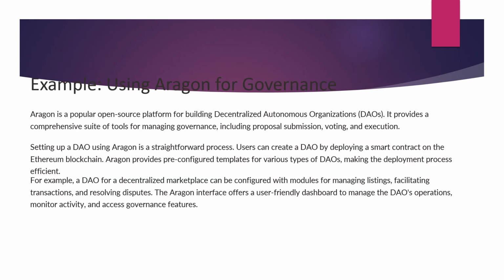Aragon is a popular platform for building DAOs, offering a user-friendly interface for managing governance. Setting up a DAO with Aragon involves deploying a smart contract on the Ethereum blockchain. The platform provides pre-configured templates for different types of DAOs, streamlining the deployment process. For example, a DAO for a decentralized marketplace can manage listings, transactions, and dispute resolution through Aragon's modules.